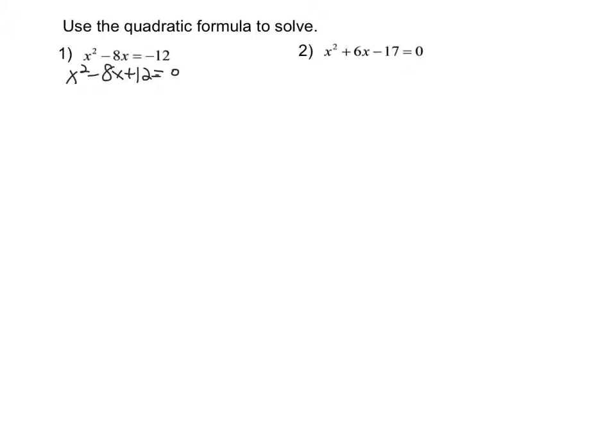So I'm going to actually write the entire quadratic formula. x is equal to negative b plus or minus the square root of b squared minus 4ac all over 2a. And then I'm going to plug in each of my values into the quadratic formula.